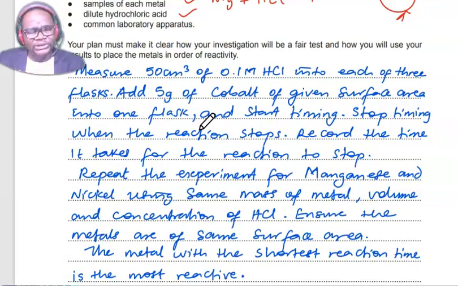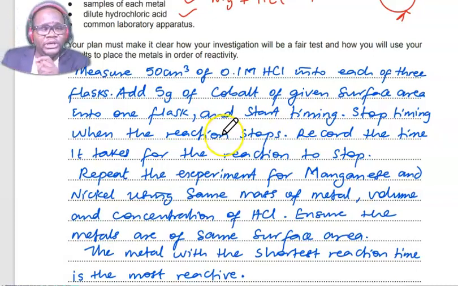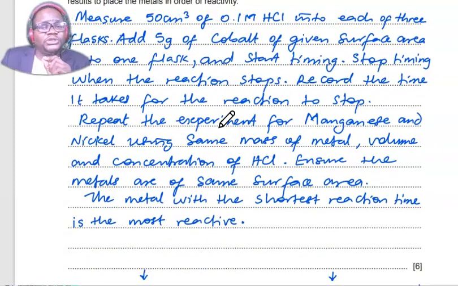Then you start timing the experiment. What do you want to time? You want to time the time it takes for the reaction to stop. That is a way to measure reactivity. So record the time it takes for the reaction to stop. Then you repeat the experiment for manganese and for nickel. In each case, you are going to use the same mass of metal, the same volume and the same concentration of acid, and of course you ensure that you are using the same surface area. So the metal with the shortest reaction time is the most reactive metal.